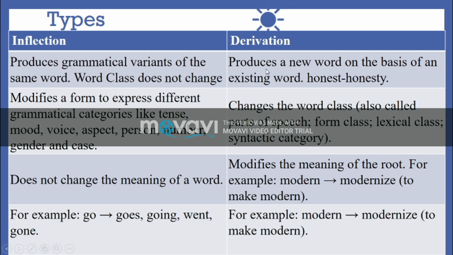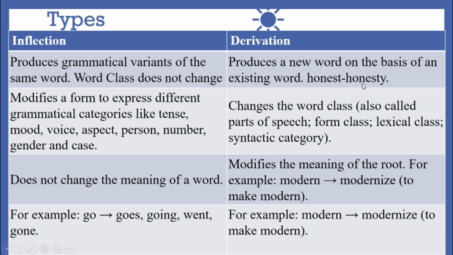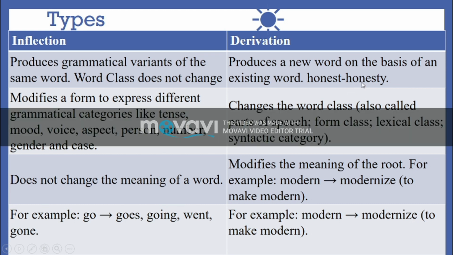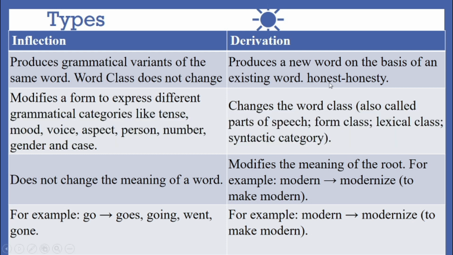On the other hand, derivation produces a new word on the basis of an existing word, like honest and honesty. You have an adjective honest, and you change this adjective into a noun. So you have a new word where the word class has changed. So you get a new form as well as a new part of speech or lexical class or syntactic category. And here the meaning of the root also changes.